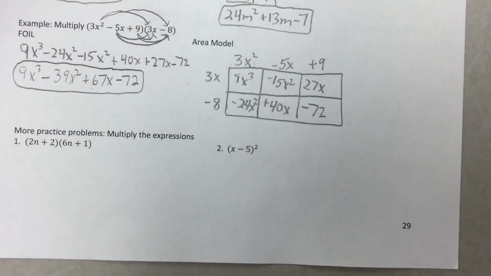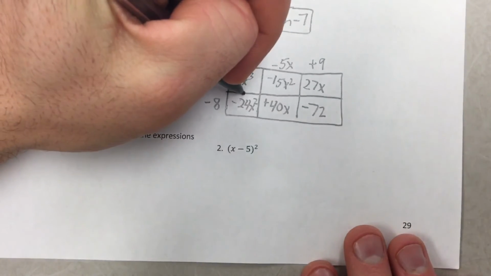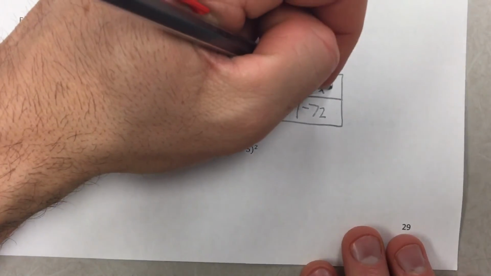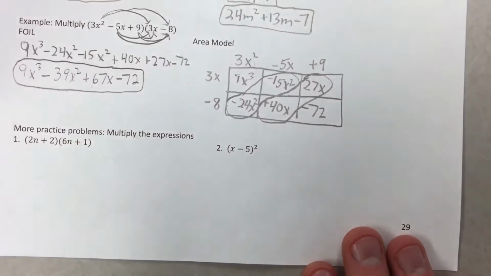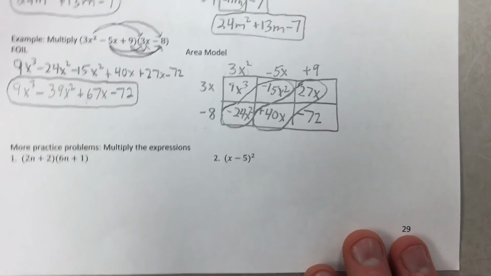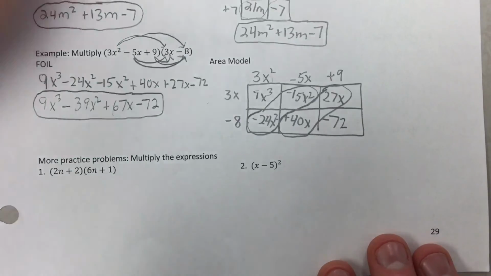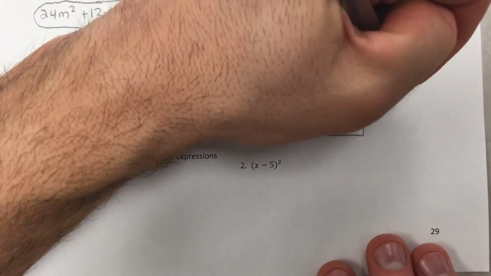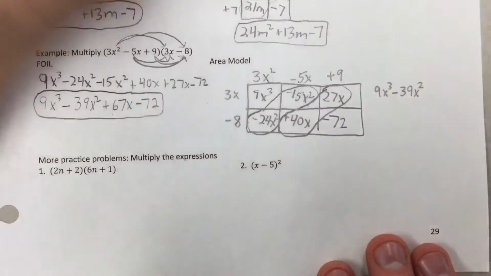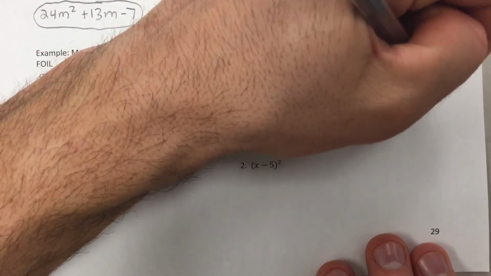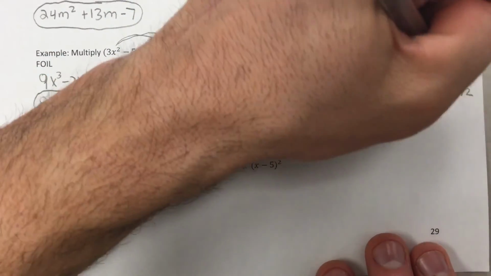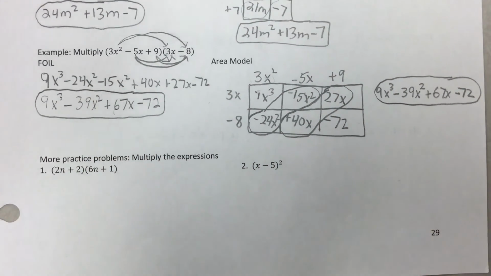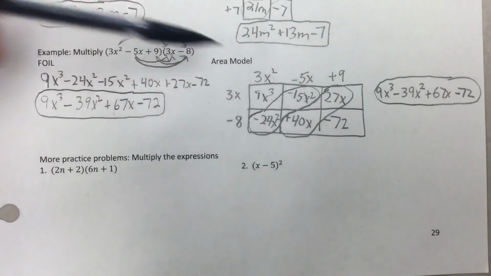The reason I like this is because I see diagonals as like terms. My like terms are always diagonals, which is going to be a good thing because it's easy to catch mistakes that way. So when I add my like terms, I have 9x to the third minus 39x squared plus 67x minus 72. So again, you get the same answer either way. I don't care which way you do it. I just prefer the area model because it's a little bit more organized.